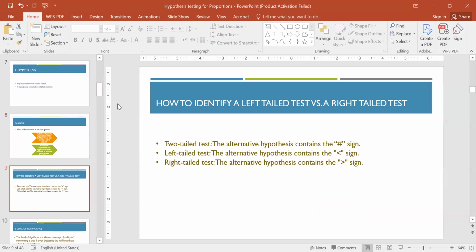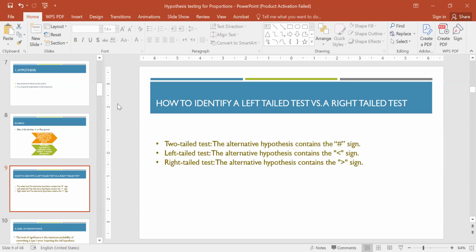So, how do we identify a left-tailed test and a right-tailed test? First of all, we have the two-tailed test, in which the alternative hypothesis contains the sign of not equal to. It simply says that there exists some difference, but doesn't define whether the difference is an increase or a decrease.